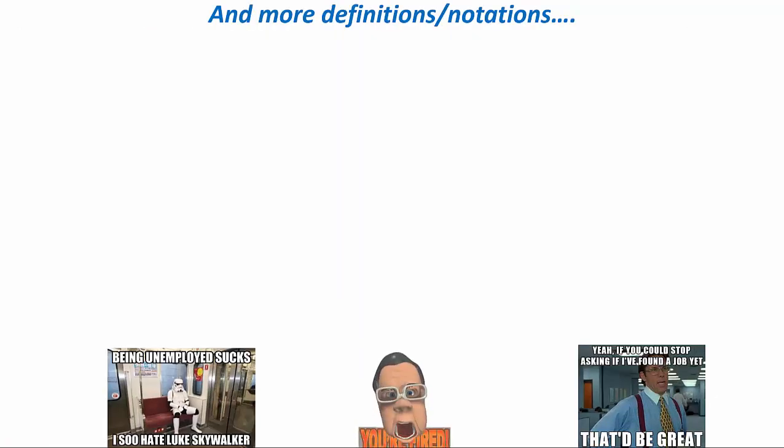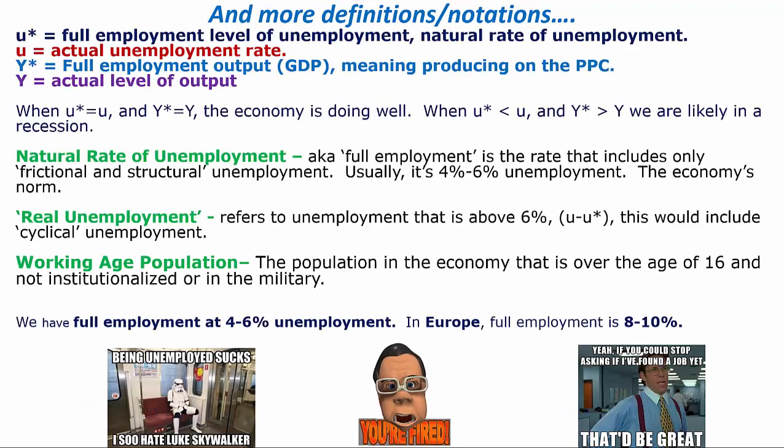A couple more definitions. The natural rate of unemployment is the unemployment rate that exists in normal times when the economy is strong. That is that number that is between 4 and 6%. The term real unemployment we've already discussed, but that is referring to the unemployment that is cyclical, that is typically above 6%.